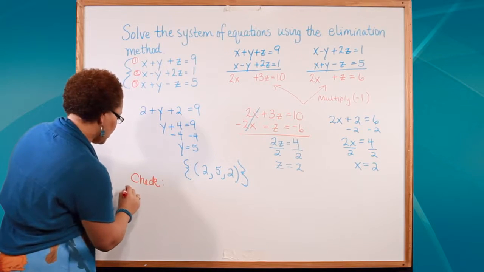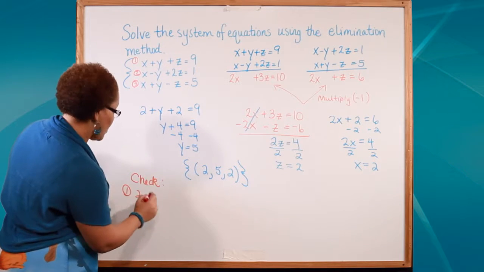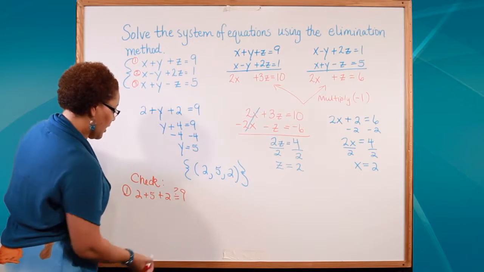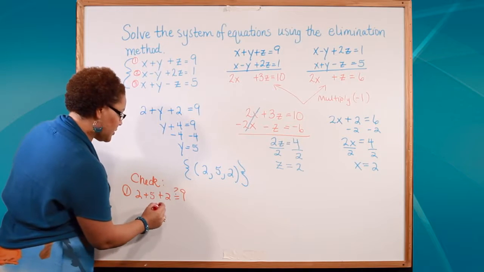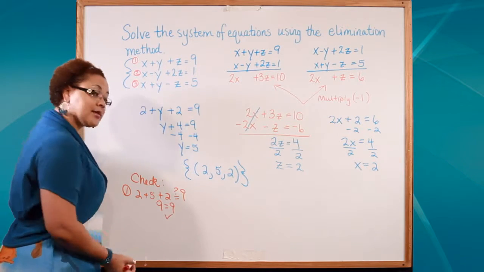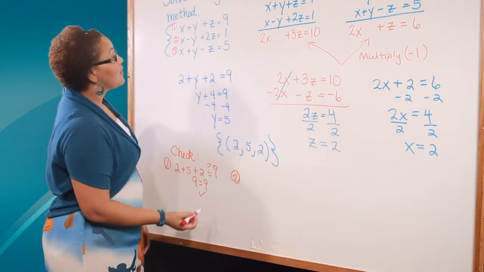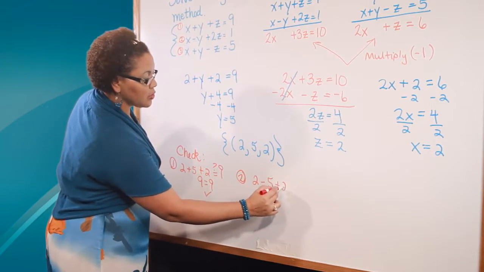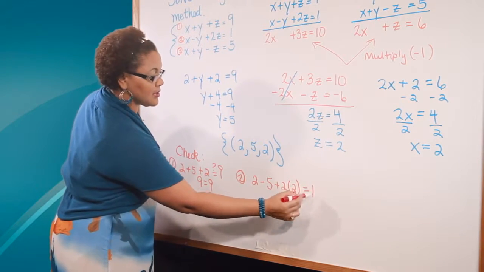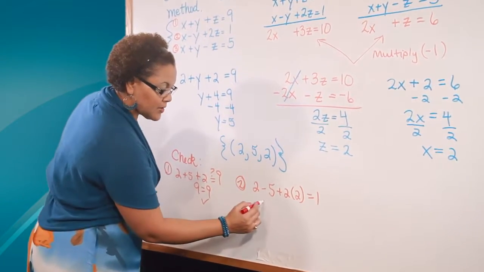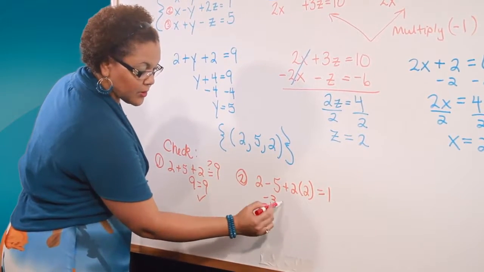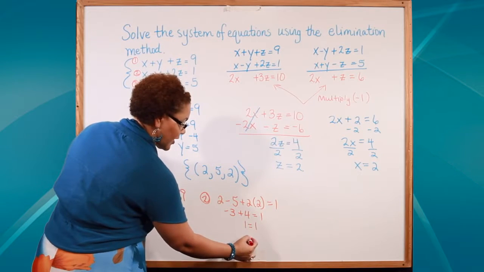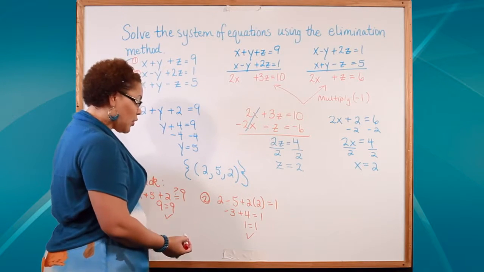So in equation 1, if x is 2, if y is 5, and z is 2, does this equal 9? 2 plus 5 is 7, 7 plus 2 is 9. So it checks in equation 1. Now let's see if it checks in equation 2. 2 minus 5 plus 2 times the 2 for z, does this equal 1? Well, 2 minus 5 is negative 3. 2 times 2 is 4. And negative 3 plus 4 is 1. So again, we get a true statement. So we're good so far with 2 of the 3.